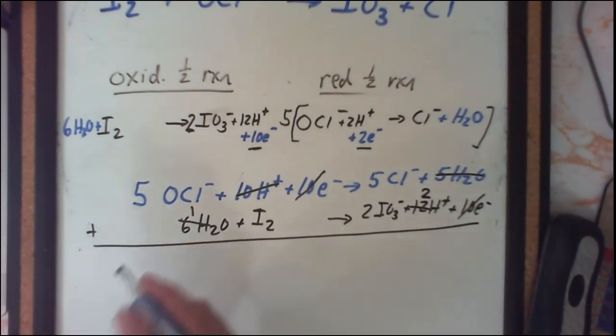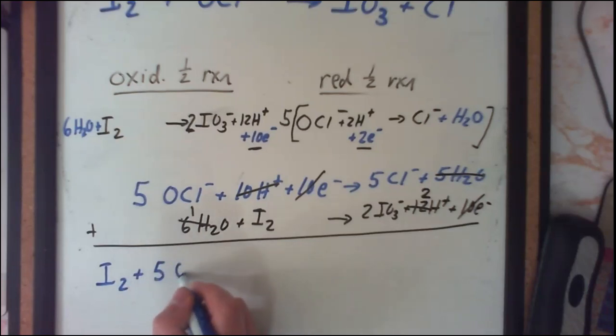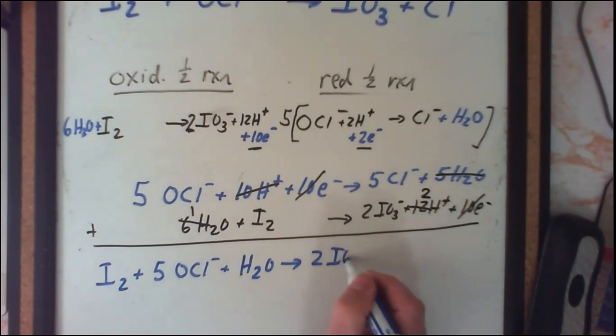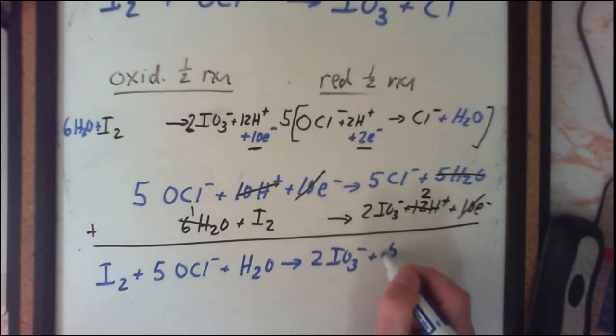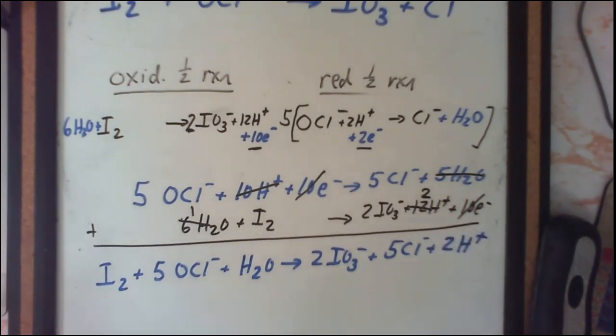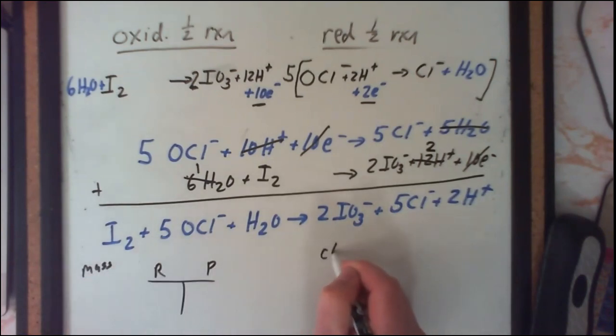So when I rewrite everything in kind of the same form, we get I2 plus 5 OCl minus plus the 1 remaining water molecule produces 2 IO3 minus plus 5 Cl minus plus the remaining 2 hydrogen ions. So we have what should be an overall balanced equation. And once again, to prove that, we check to make sure it's balanced both by mass and by charge.